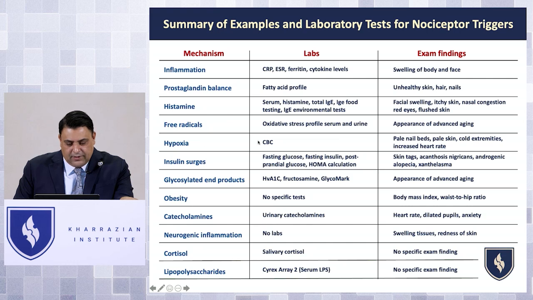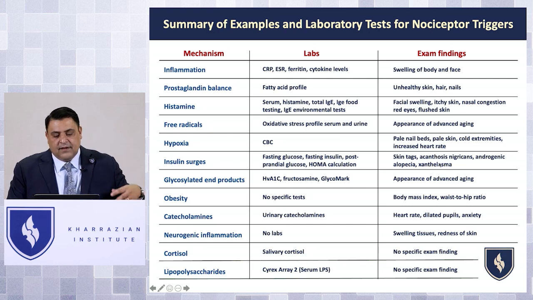For hypoxia, you want to run things like a CBC, things like pale nail beds, pale skin, cold extremities, increased heart rate. Those are factors there. And then insulin surges, again, fasting blood glucose, fasting insulin, postprandial glucose, HOMA calculation, and then exam findings, things like skin tags, acanthosis nigricans, androgenic alopecia, and thalassemia.